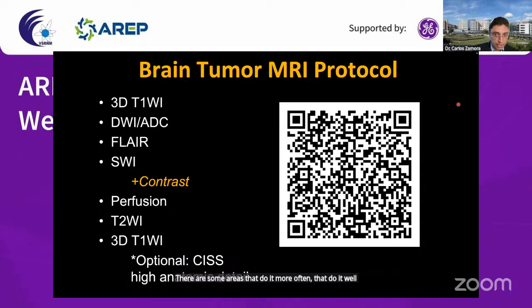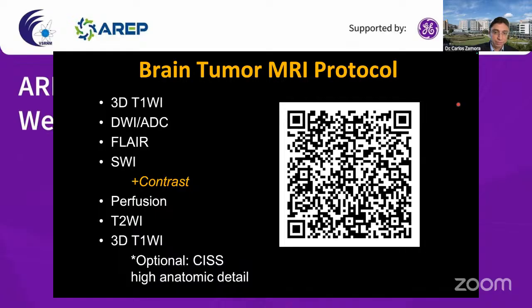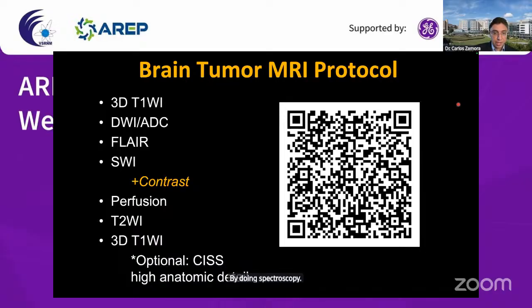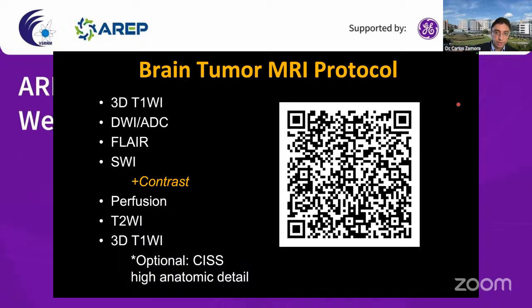They might have different techniques, with more detailed spectra. They might be able to do quantification. There are places who are doing, for example, 2-HG, hydroxyglutarate, which is a way to try to determine the status of IDH by doing spectroscopy. So then you can follow the tumor and try to measure whether a new area of enhancement maybe has increased 2-HG, right? Then you might be more concerned that that's recurrent.